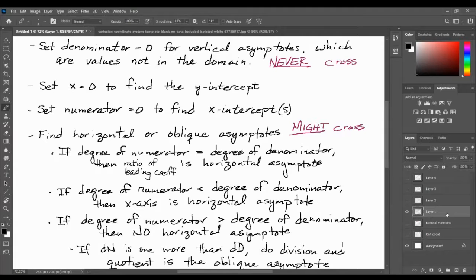If there's not a horizontal, there may be an oblique if the degree of the numerator is one more than the degree of the denominator. But once you've got all of those things in, just like in our examples, you can plug in a couple of points and see where the graph occurs. It will always approach vertical asymptotes without crossing. It may cross a horizontal or oblique asymptote, but by picking points, you'll usually be able to determine when that happens.